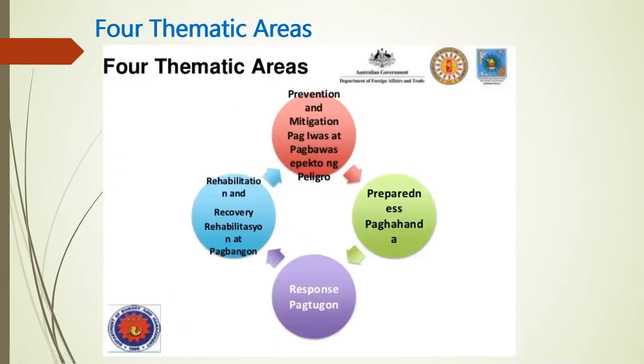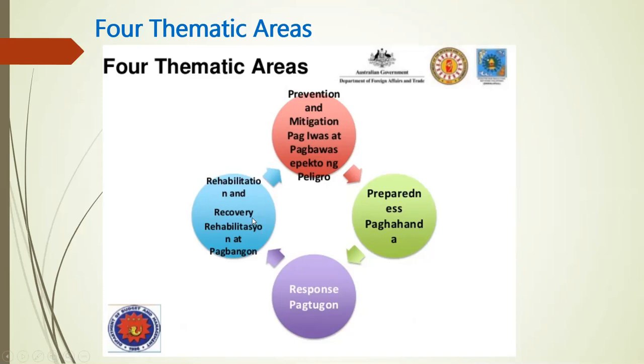So speaking of disasters, since volcanoes and earthquakes are the common disasters because of plate movement in our country, we have four thematic areas to follow. These four thematic areas describe what to do for disaster risk reduction and management. First is prevention and mitigation, pag-iwas at pagbawas sa epekto ng peligro. The second is preparedness, paghahanda. The third is response, pagtugon. And the fourth is rehabilitation and recovery.